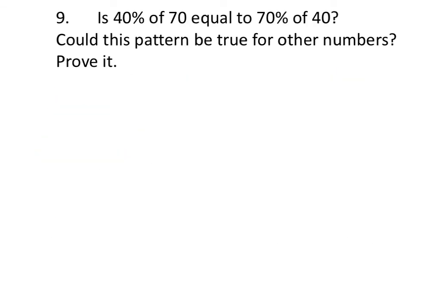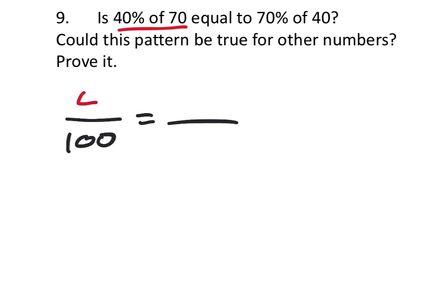Is 40% of 70 equal to 70% of 40? Could this pattern be true for other numbers? Prove it. Okay. 40% of 70. Let's find out. Okay, so the percent proportion right here. Now we'll do this one in red. It's 40%, right? So the percent goes above 100. It says it's of 70, so we know that goes in the denominator. We'll be solving for the part on this.